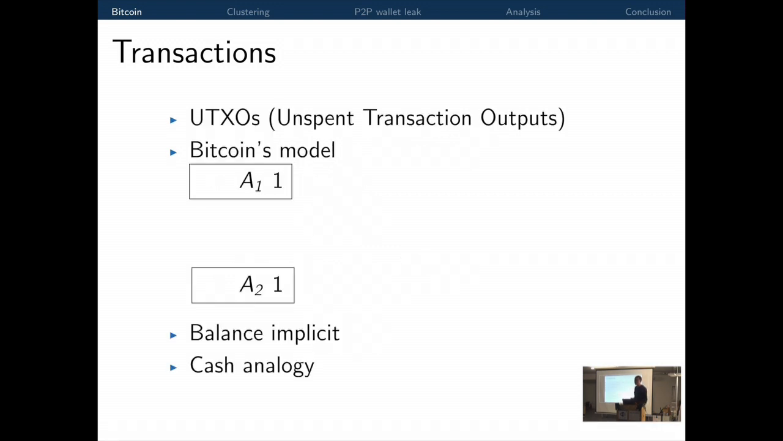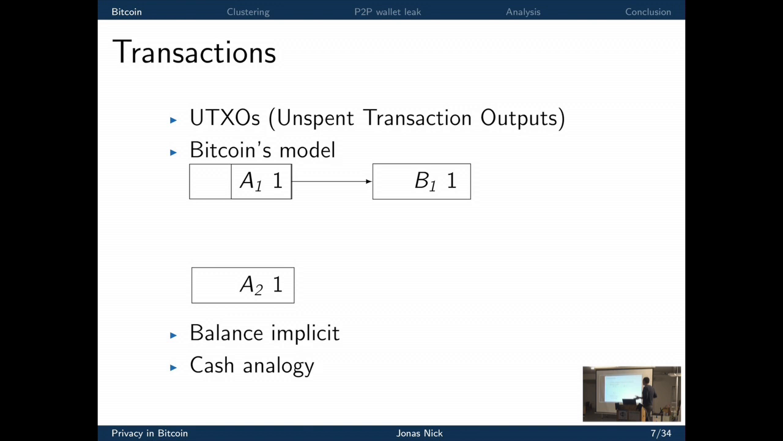And now the UTXO-based model, the one that Bitcoin uses. UTXO means unspent transaction outputs. So in Bitcoin, you would basically say, what does it mean for a user to have 2 coins? That means that there are transactions with a value of 2 coins that can be spent by the user. So in this model, the balance is implicit, because the balance is exactly the sum of the values in the transactions that a user can spend.